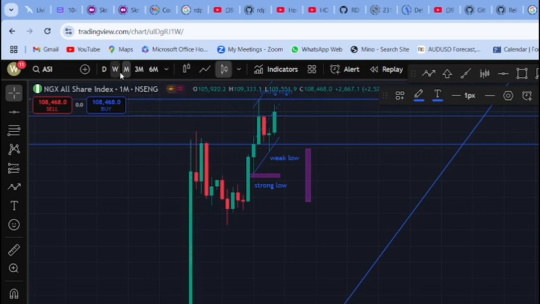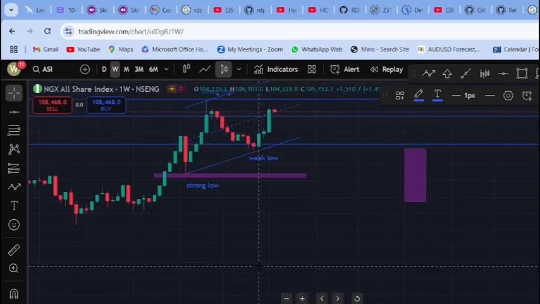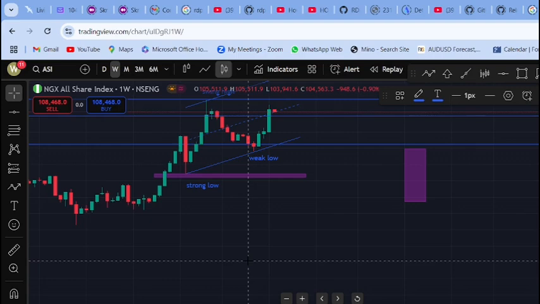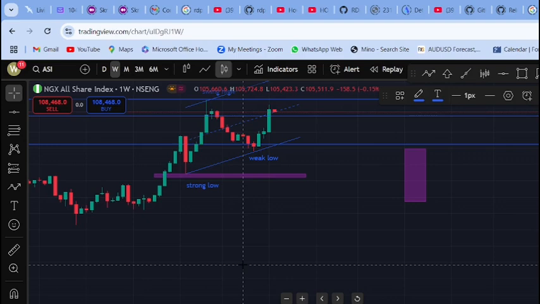That's why I switch down to the weekly chart, because the weekly is actually the leading indicator for the monthly, and the monthly is the leading indicator for the 3 months. And when we look at the all share index, the all share index is actually a lagging indicator. And what are the leading indicators for the all share index? They are just the stocks that are listed on the Nigerian Stock Exchange.